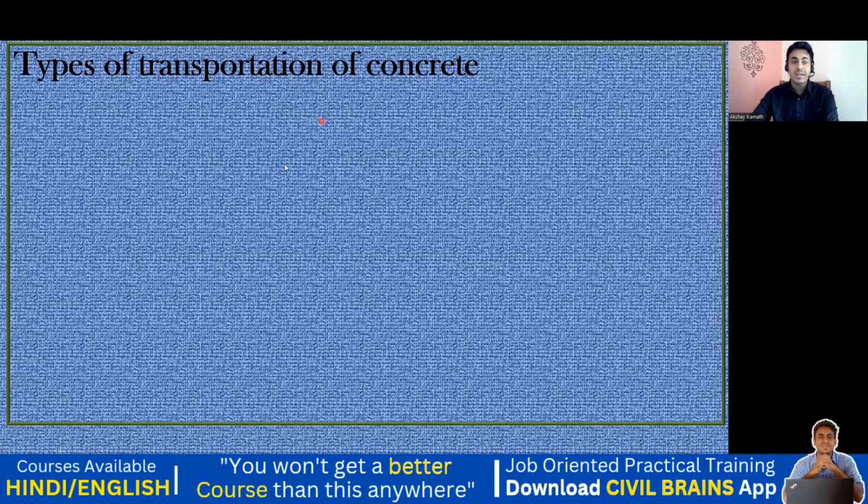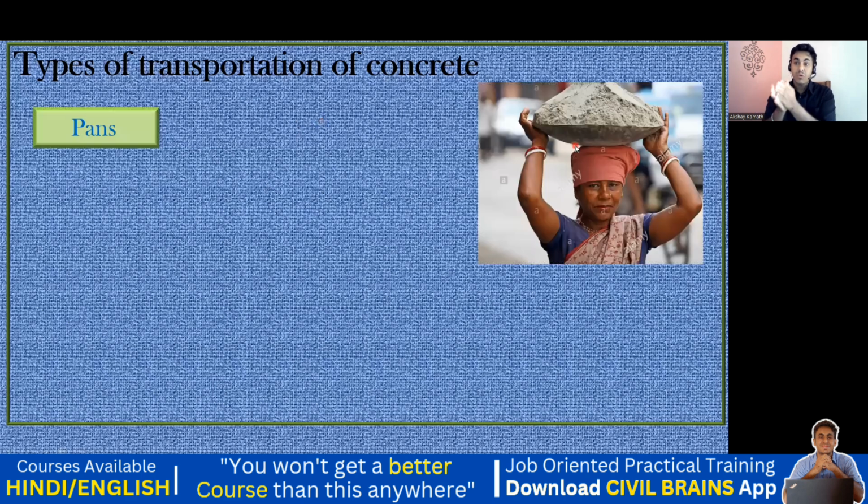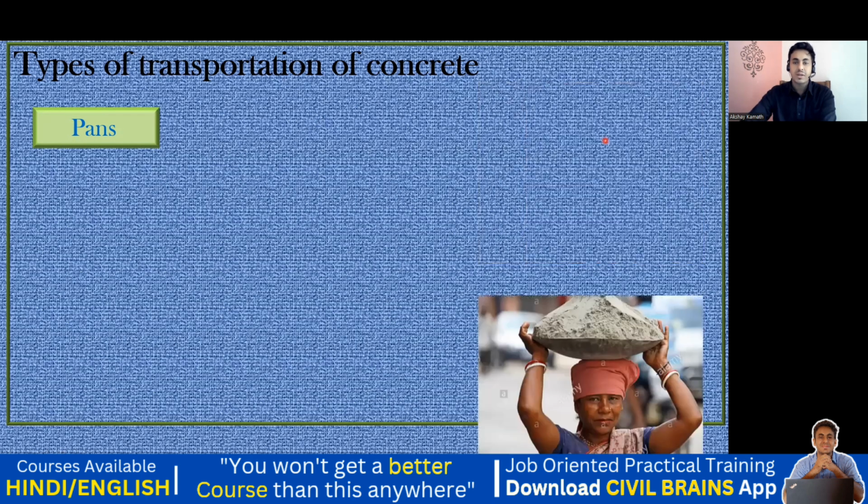So coming to the transportation, the first is pans. You can see, this is called a pan. If it is a small footing concreting, or let us say a column concreting, in that case we make use of these pans. In the slab, we usually don't go with this because a very small amount of concrete comes into this, and slab is a very large area. So we don't adopt this kind of transportation.